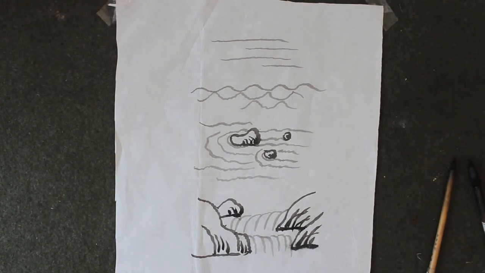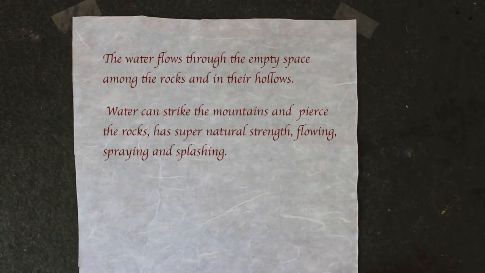So before the next one, I'm going to introduce the waterfall. And now we're going to try to do the waterfall. The water flows directly through the empty places among the rocks and in their holes. The water can strike the mountains and pierce the rocks. It has very supernatural strength. It can flow in and splash. So now I'm going to show a simple way to do a waterfall.